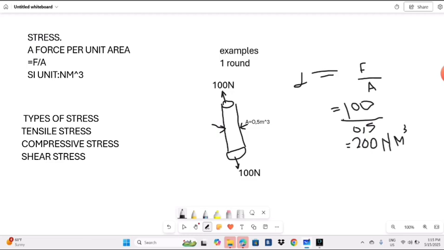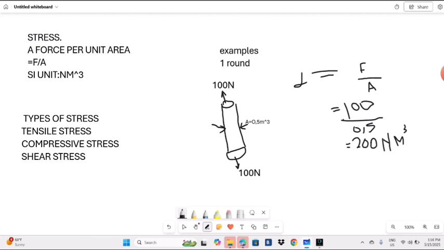Then we have compressive stress, and we know that compressive is when an object is being squeezed in order to reduce the surface area or the volume of an object. Then we have shear stress, and we know that shear stress is the one which doesn't reduce the surface area of an object. For example, let's say I'm gonna start with the one for a round.